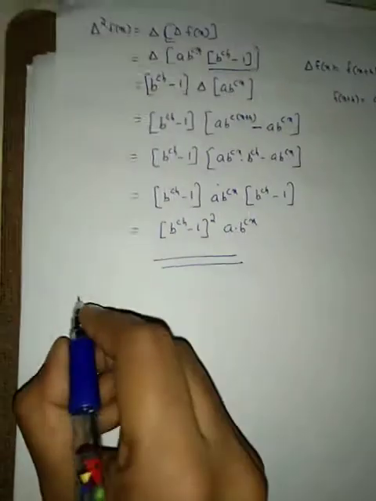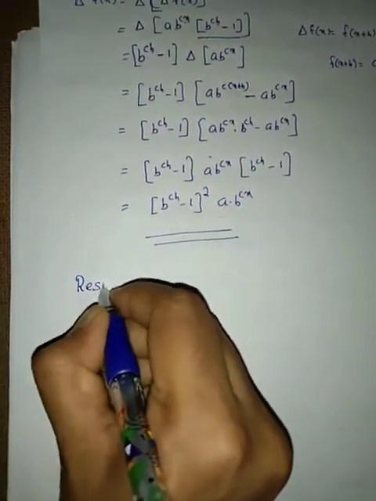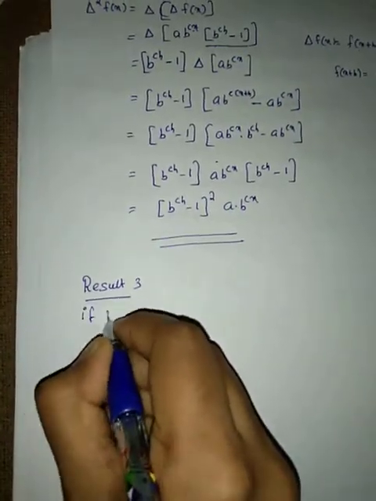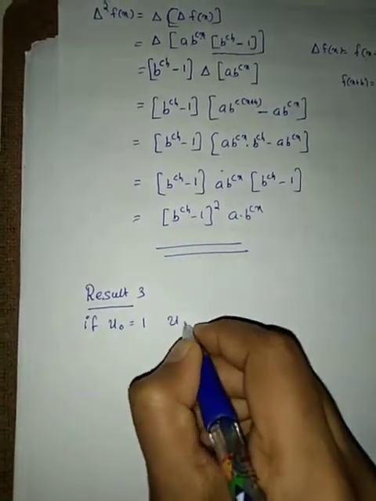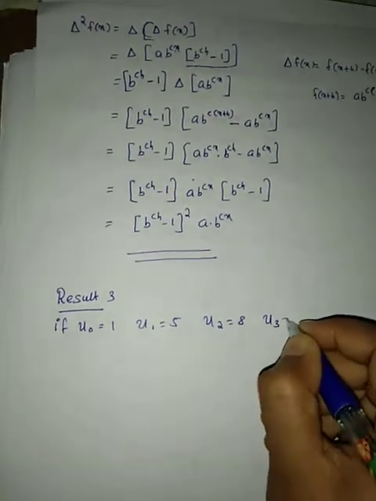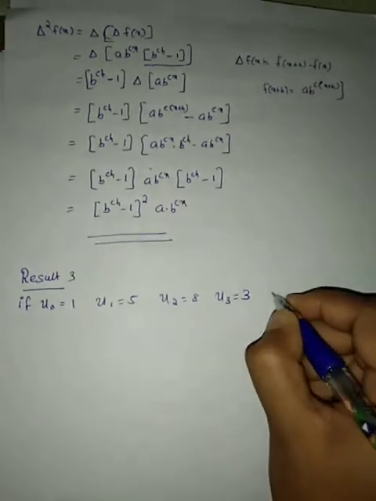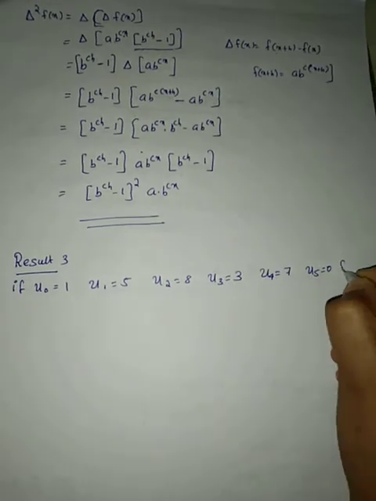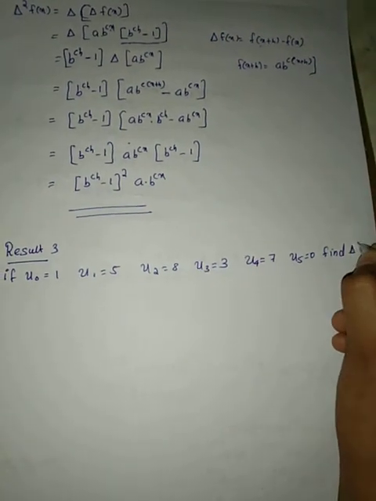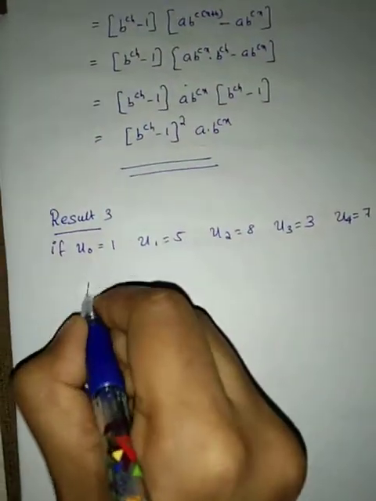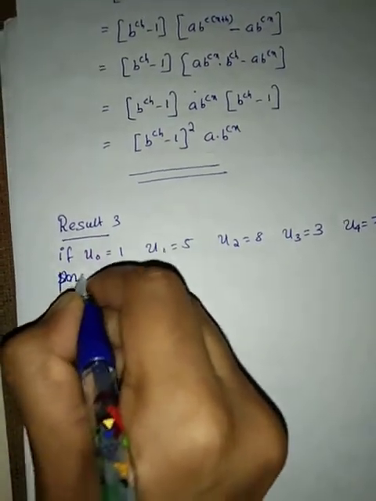The next result. Result 3. If u0 equal to 1, u1 equal to 5, u2 equal to 8, u3 equal to 3, u4 equal to 7, u5 equal to 0. Find delta raised to 5 u0. Then we know that, proof.